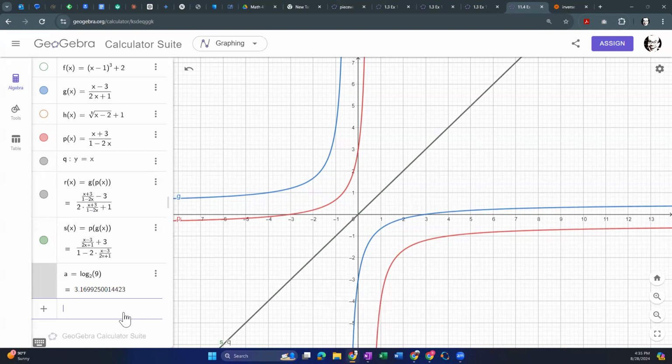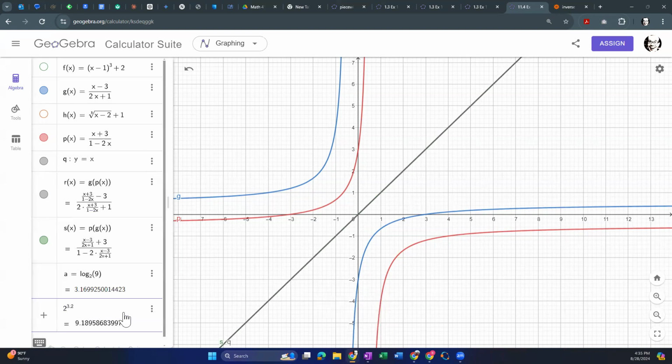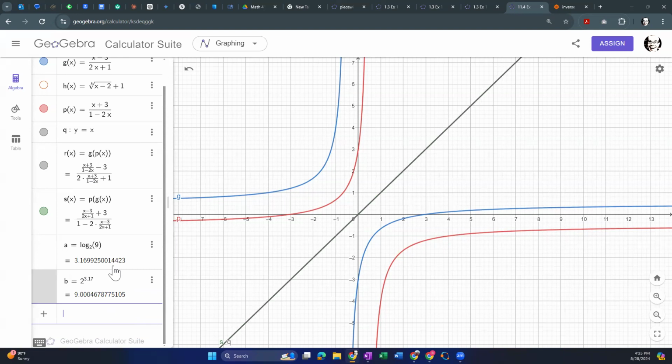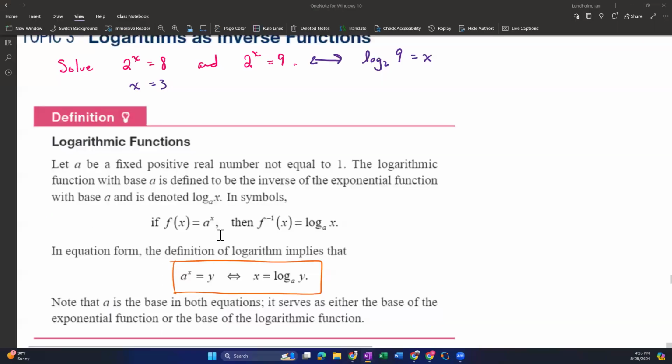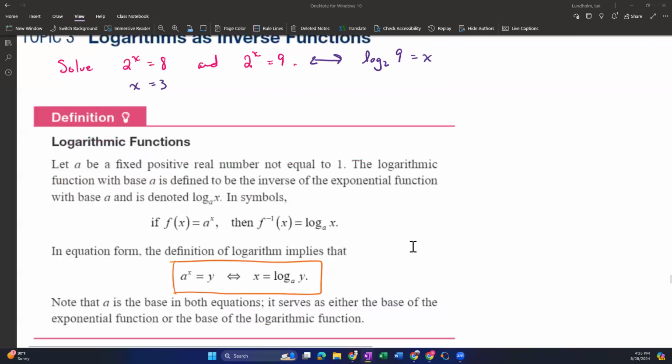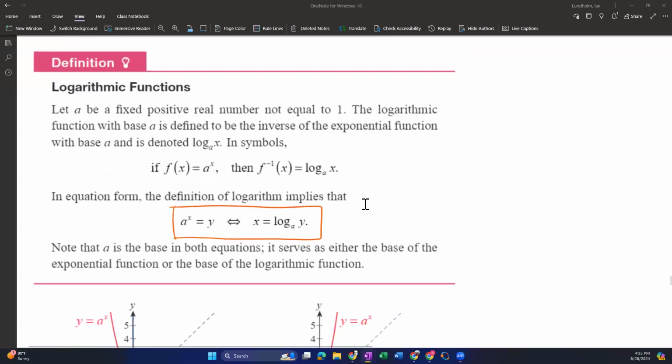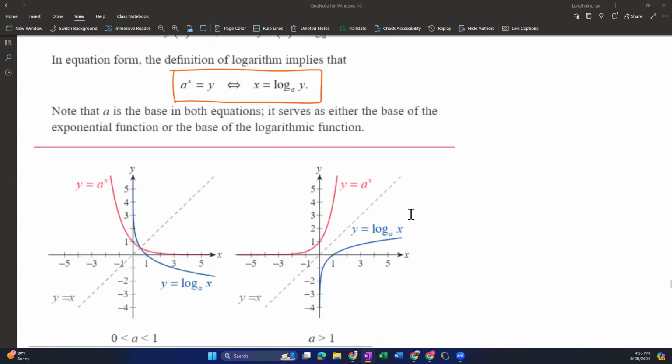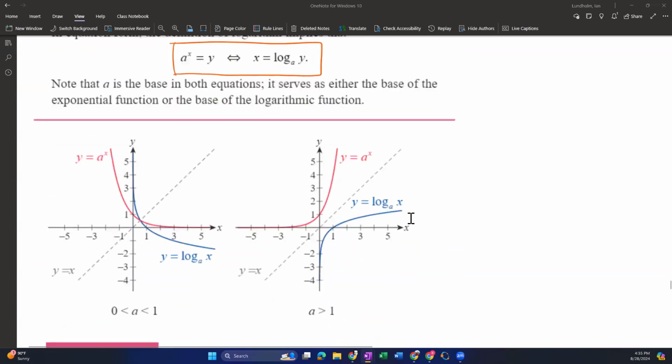Cool. So that means if we took 2 and raised it to the 3.17 power, we would get really, really close to 9. It's a big, long, never repeating, never terminating irrational number. But we're utilizing this relationship between inverse functions when we utilize logarithms. Super cool. Like, the logarithmic function is defined to be the inverse of the exponential function. So super cool.